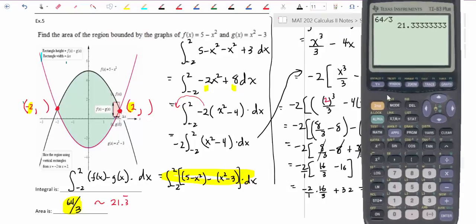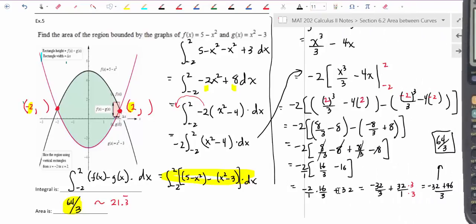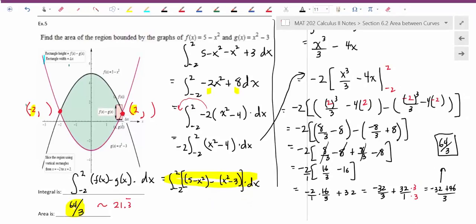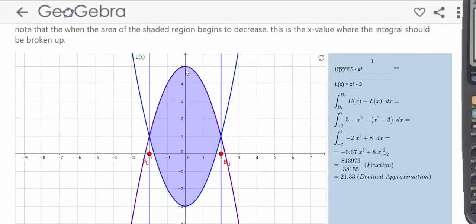Okay, that's one approach. Another approach I wanted to show you is on the internet, on Geogebra, which is a great website to go to. You can check and verify numerically this way too. Now what I did on this is the upper curve was 5 minus x squared, so I entered that. I entered the lower curve, x squared minus 3.